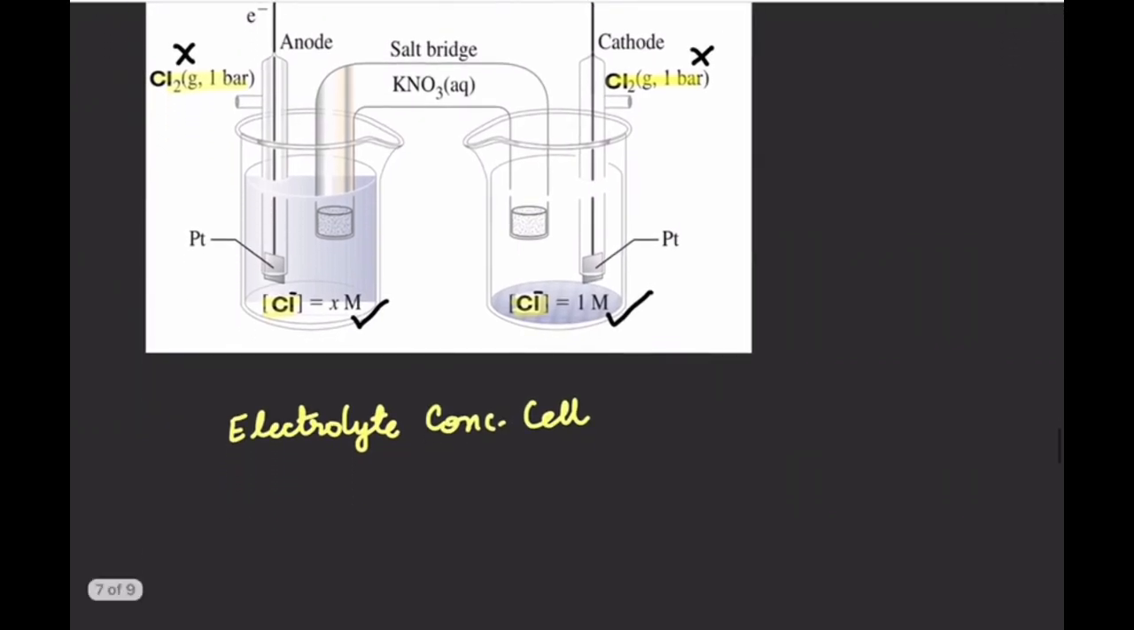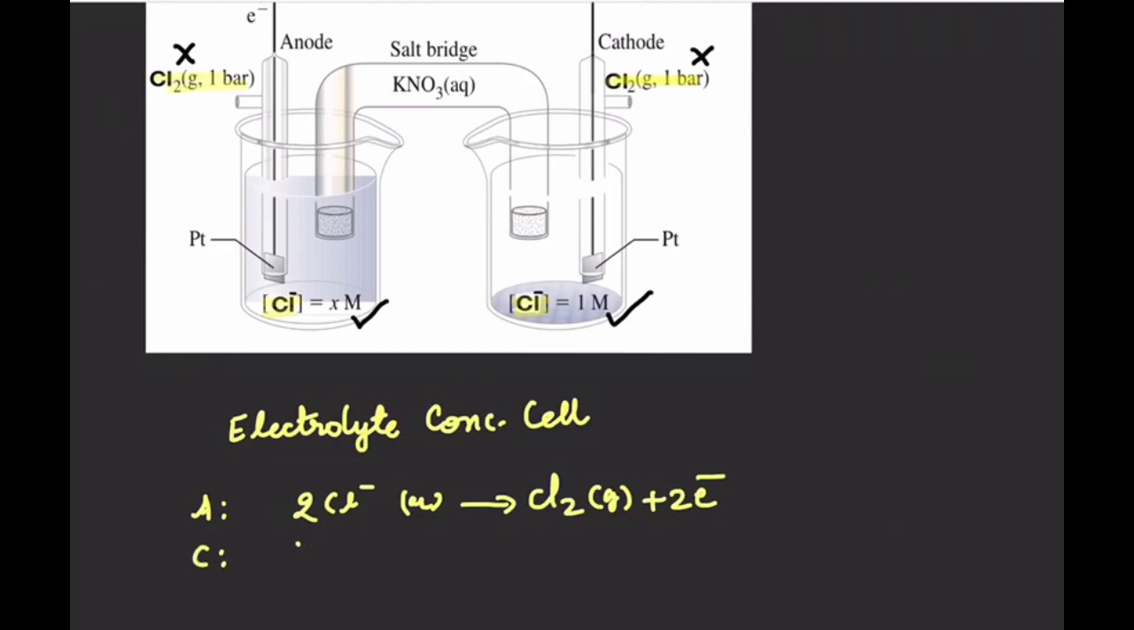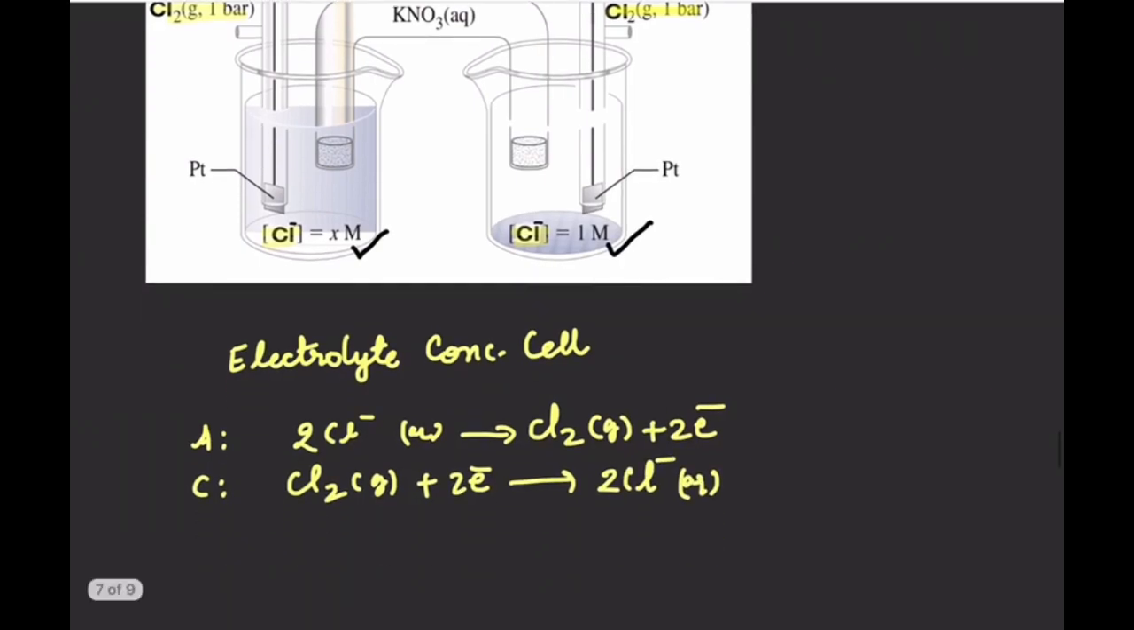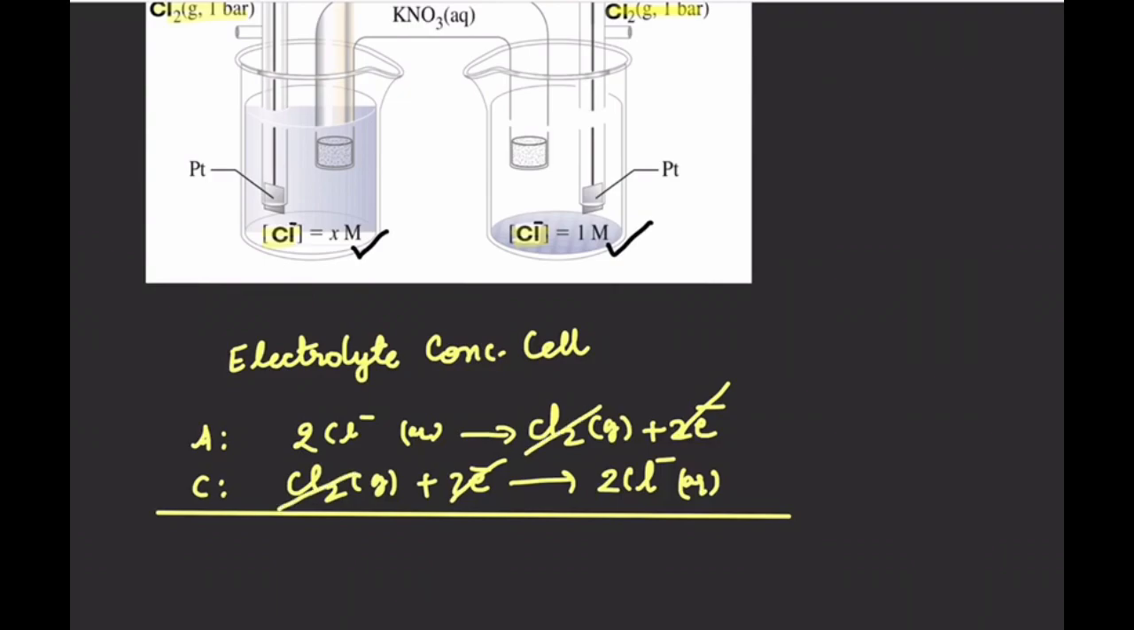So if I write the reaction taking place at anode, oxidation will take place. Cl minus ion in aqueous state will convert into Cl2 gas by releasing 2 electrons. At cathode, Cl2 gas will accept 2 electrons to convert into chloride ion in aqueous state. In the overall reaction, if we add these reactions, the electrons on the left hand side and right hand side will cancel out. Since the pressure of chlorine gas on the left hand side and right hand side is the same, that will cancel out. So the reaction quotient of this concentration cell is equal to the concentration of Cl minus.